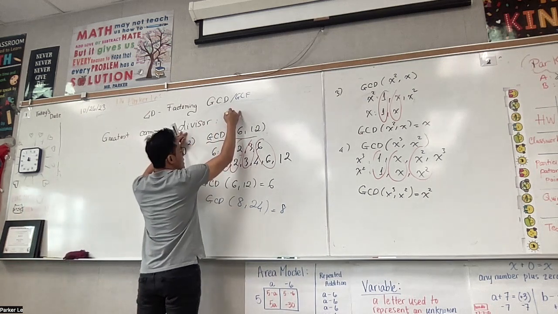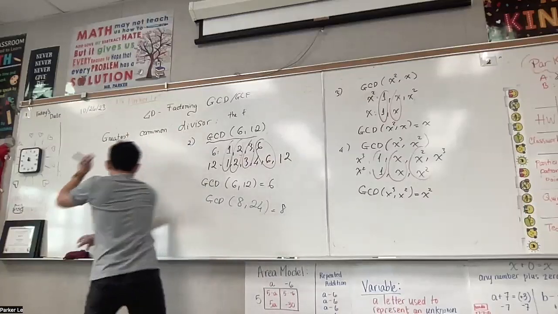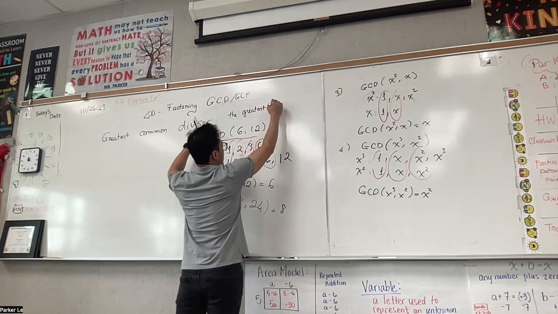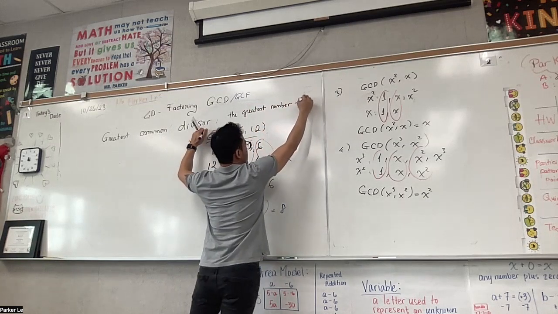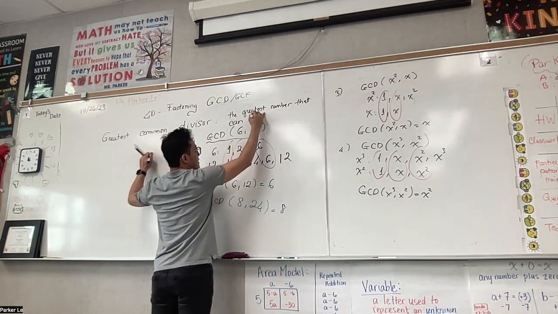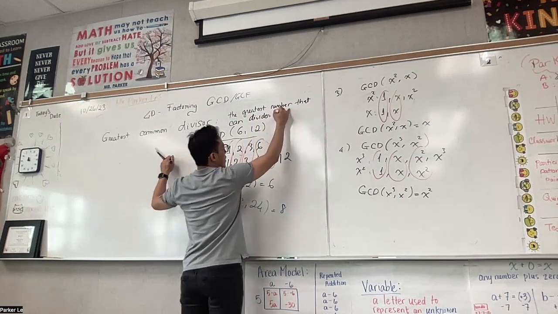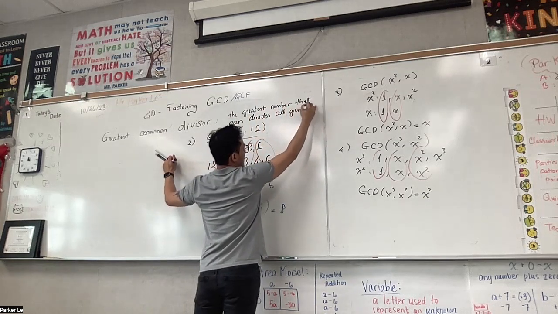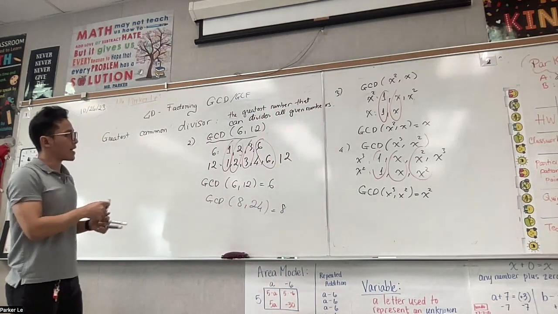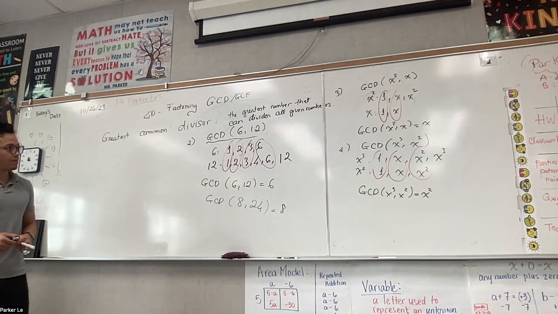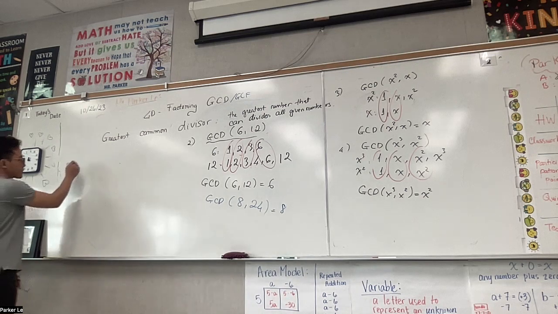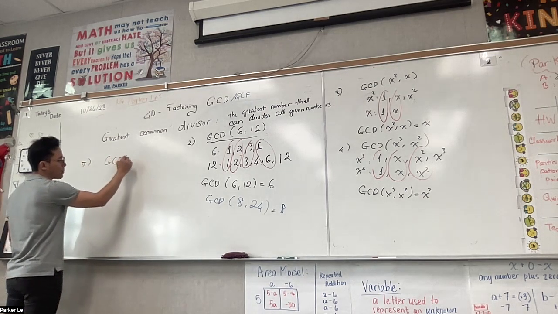So greatest common divisor is the greatest number that can divide all given numbers, because sometimes you have more than two numbers. Okay. So the greatest number that can divide all given numbers. That's the GCD. Now we do combination.